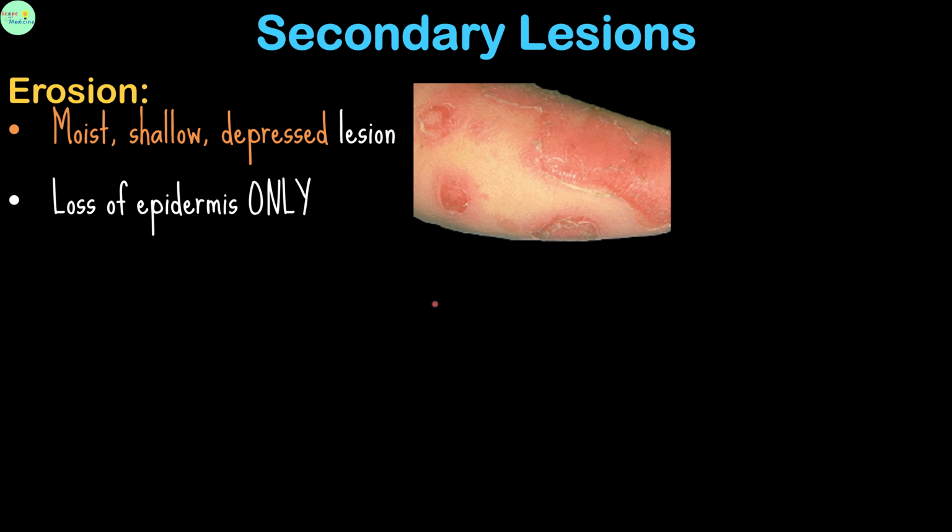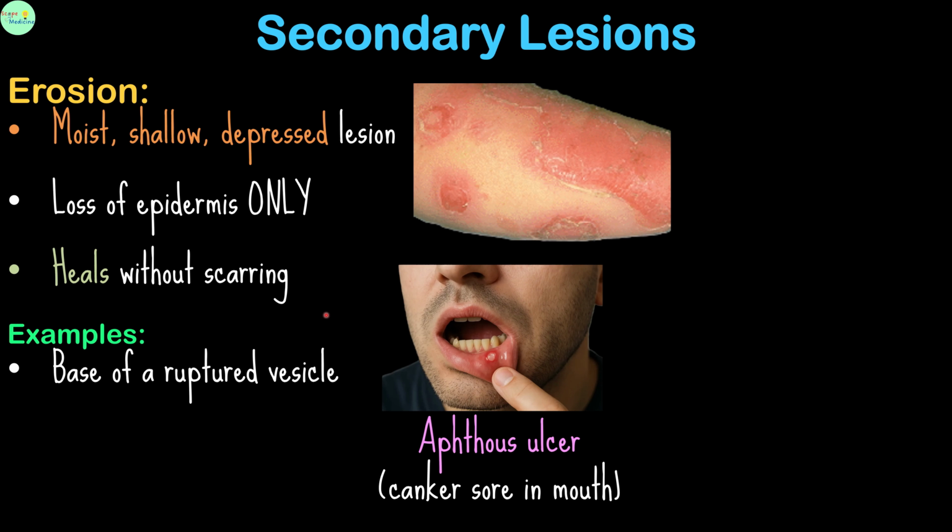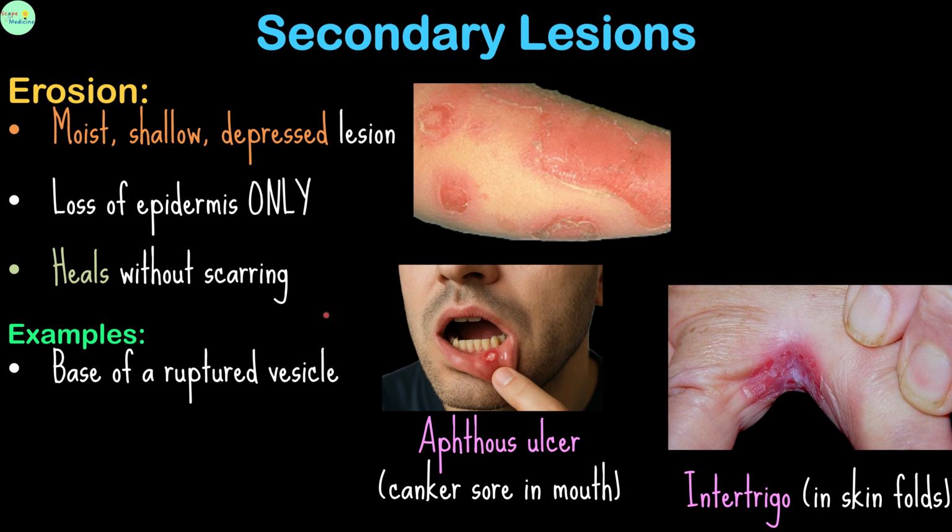Erosion and ulcer represent loss of skin surface. An erosion is a moist, shallow, depressed lesion resulting from loss of the epidermis only. Because it does not damage the deeper dermal structures, it heals without scarring. Examples include the base of a ruptured vesicle, an aphthous ulcer or canker sore in the mouth, and the moist red areas in skin fold intertrigo.